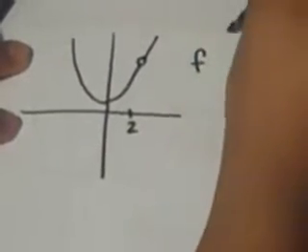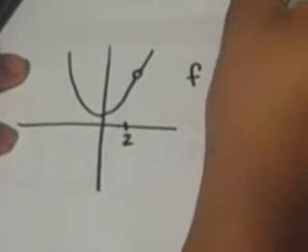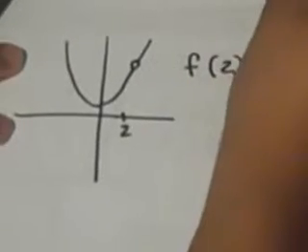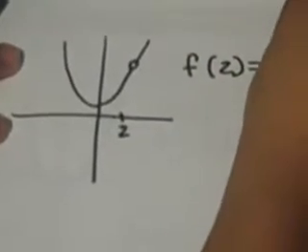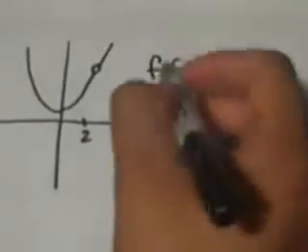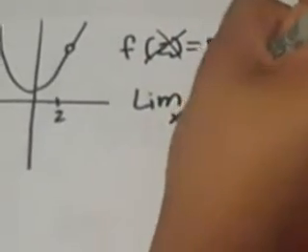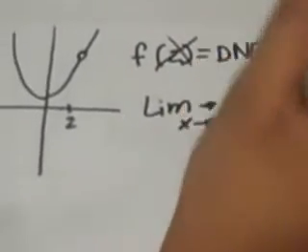So it's just saying what is the function when x equals 2? So that's DNE. But remember, we're not trying to find that. We're trying to find the limit of the function as x approaches 2. Okay? So let's go back and do it again.